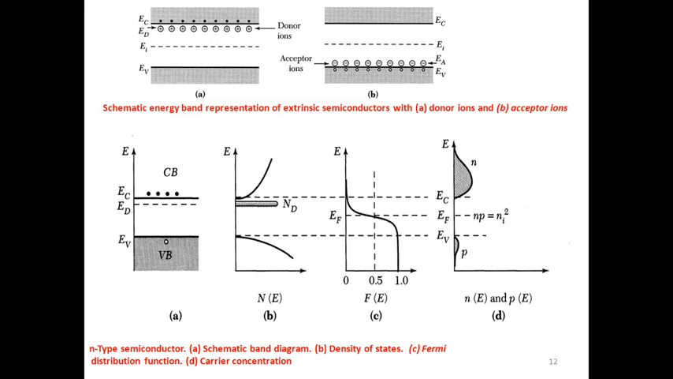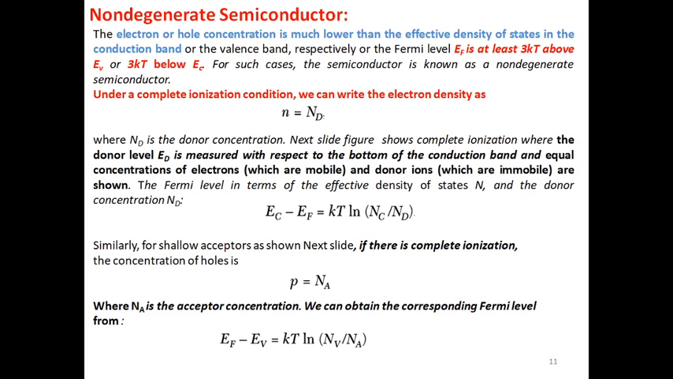In this figure, the schematic energy band representation of an extrinsic semiconductor, in the first figure A, we have Ed with Ei, where Ei is the reference level. When we go for an extrinsic semiconductor, we take the reference energy level Ei, then we show the Ed, the electrons which are mobile, and the donor ions, which are immobile.